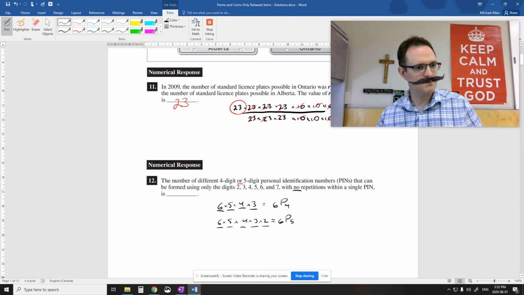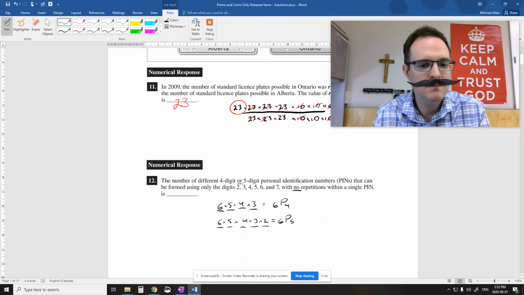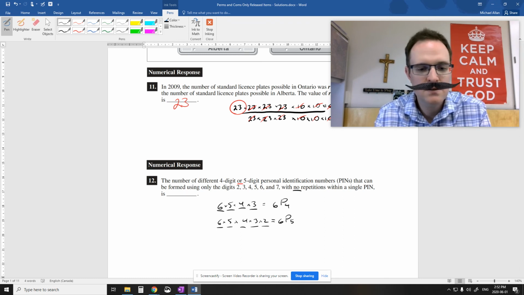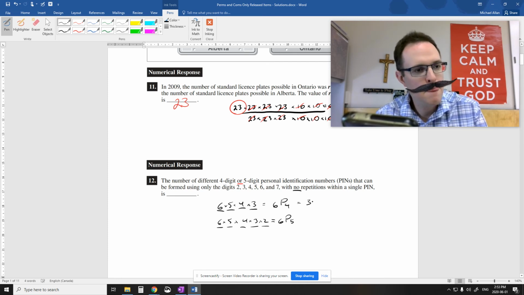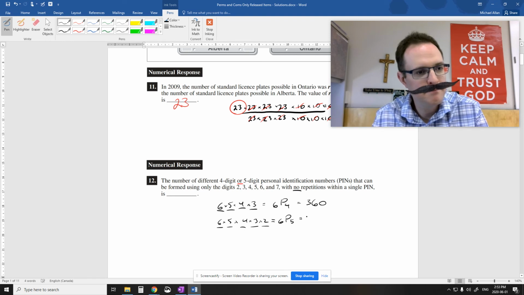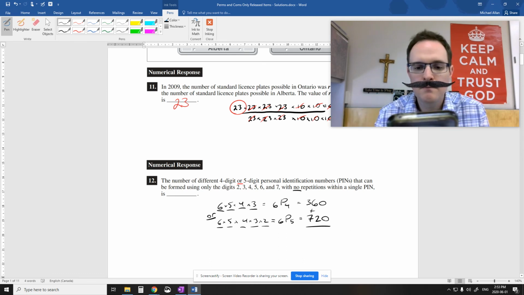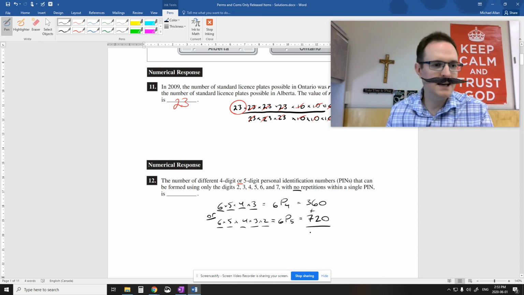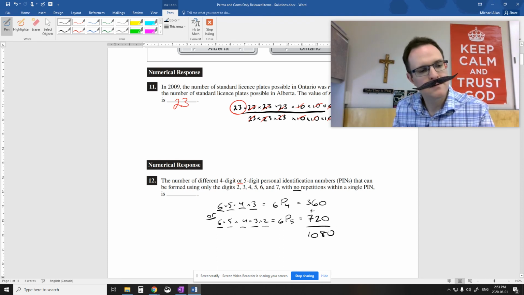Cool. Okay, so we're going to get 2 numbers here. 6, 5, 4, 3 gives you 360. I'm hoping the next one's going to be 720. Hey, it's 720. It's only 2 times more than the previous one. And because it's an or, I'm going to add them together. You get 1080. Nice. There you go.